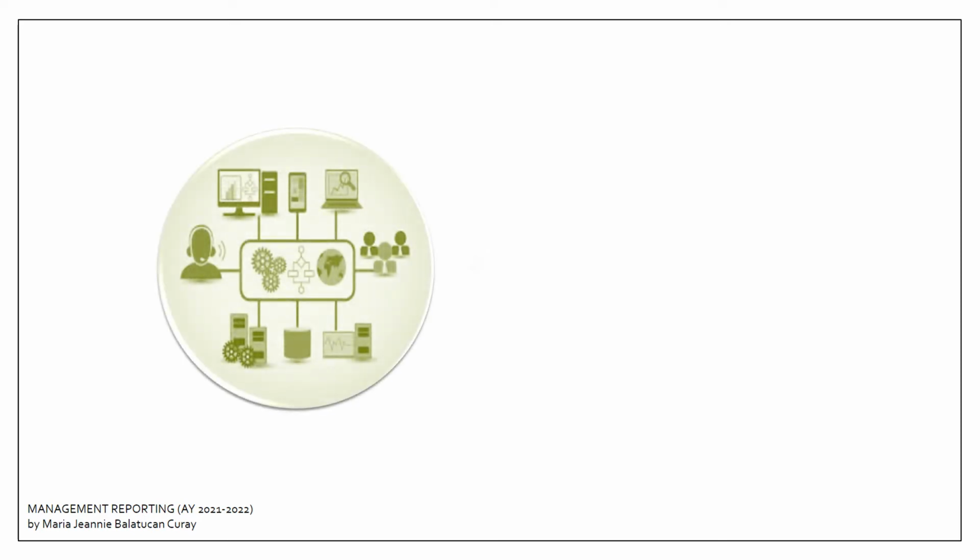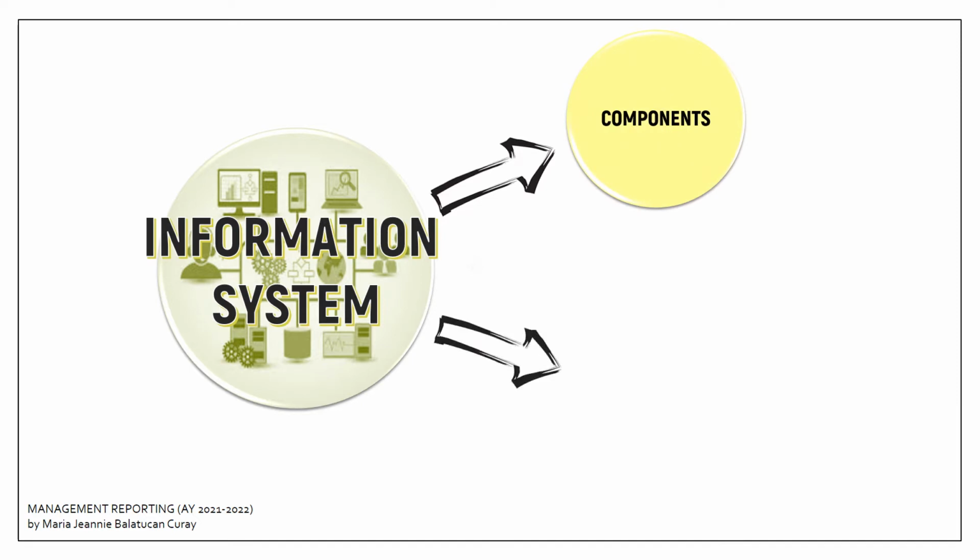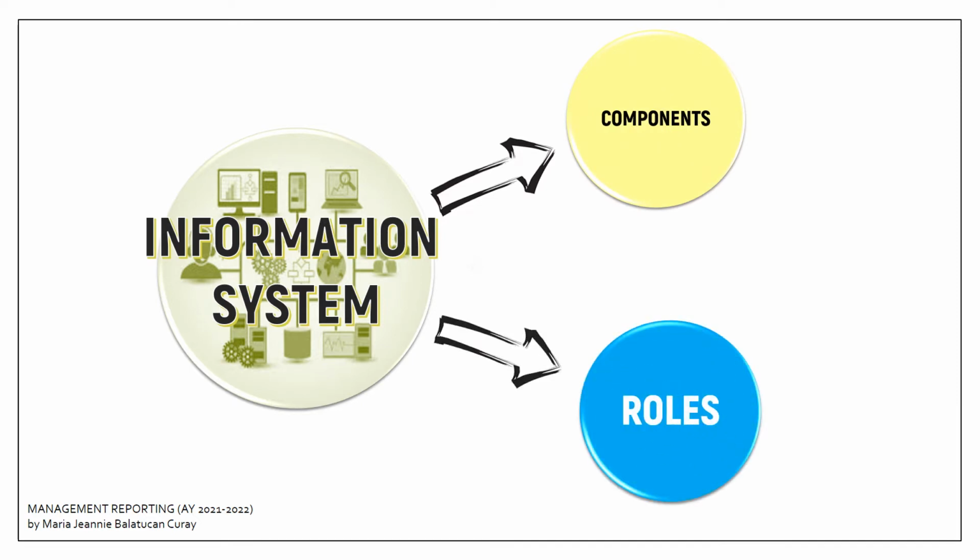As you can see, these definitions focus on two different ways of describing information systems. First is the components that make up an information system and the role that those components play in an organization. Let's take a look at each of these.